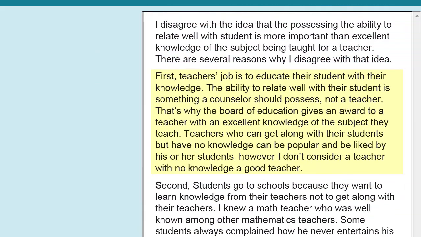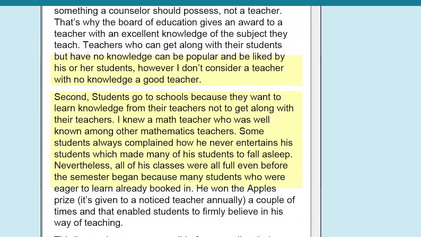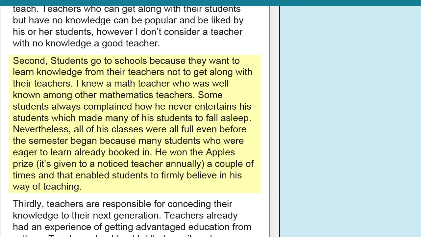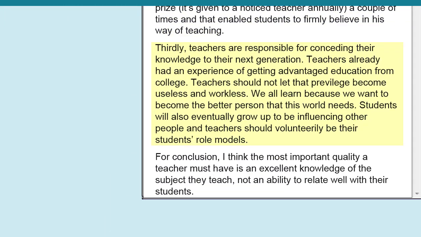The writer's first supporting point is that relating to students is the job of a counselor, not a teacher, and that teachers without content knowledge are simply not good teachers. The point is a good one and generally well stated. The second point is that students want to take courses from teachers with special knowledge, even if the teachers are not entertaining. This is another good point. The third point is interesting, but it has some weaknesses in the writing.